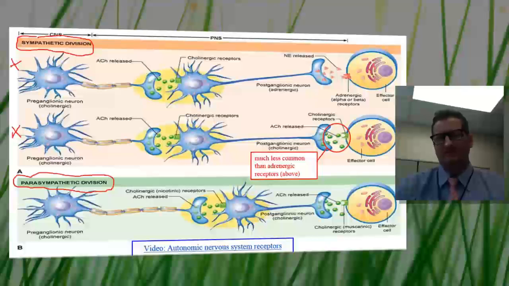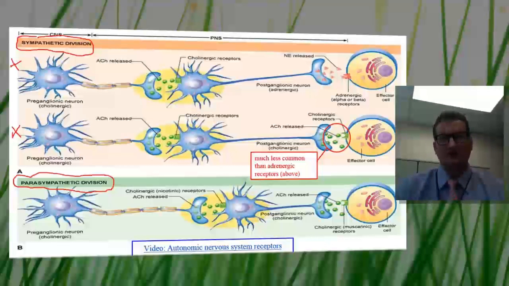The only time that the sympathetic system uses cholinergic receptors, I believe, is in some glands and also in blood vessels, and this shows that. So two factors determine the effect of each division. It's the type of neurotransmitter released, whether it's acetylcholine or norepinephrine, and it's the type of receptor on the target cells, whether they're adrenergic or cholinergic.